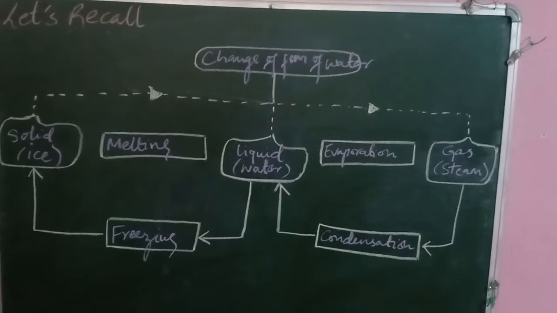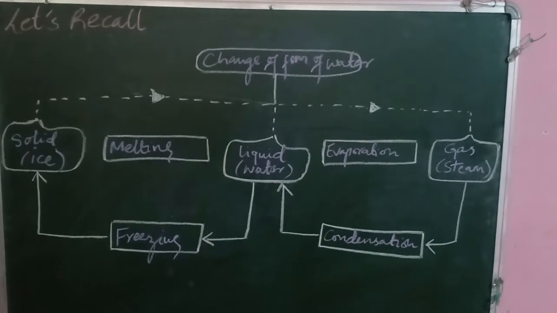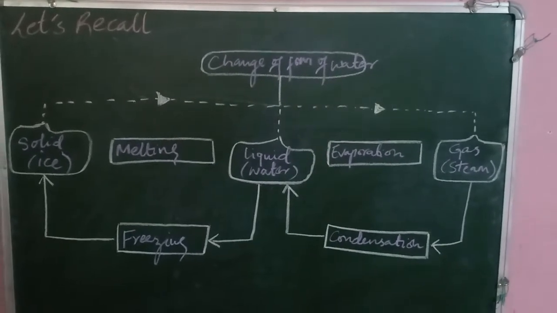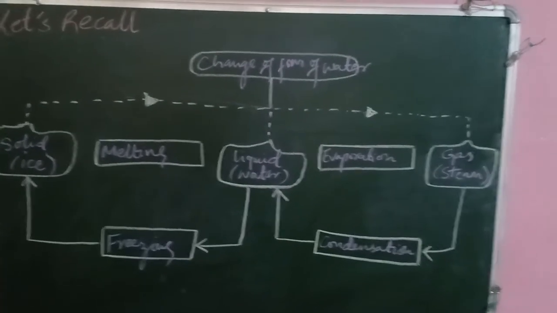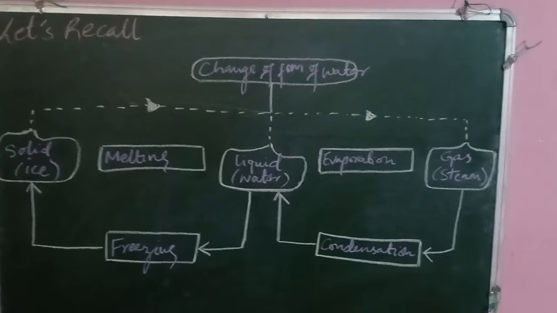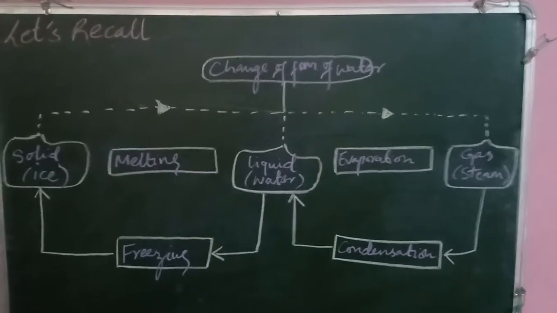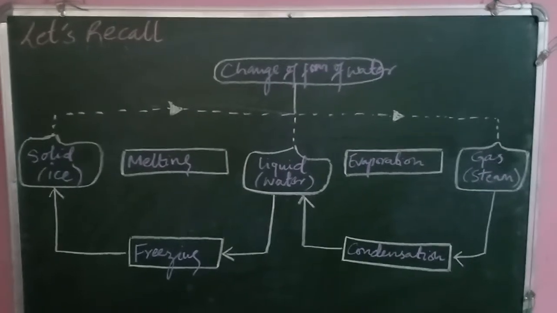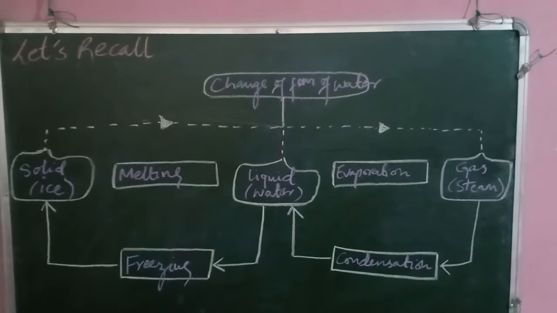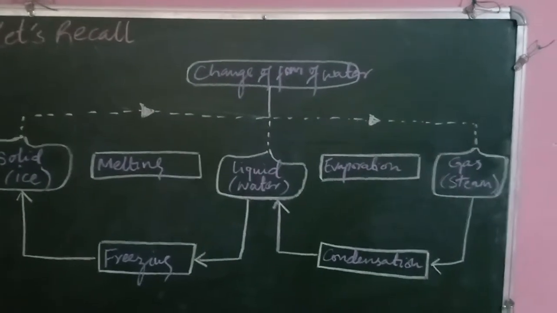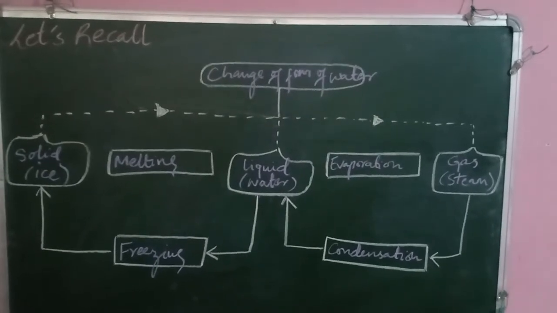Moving on, we have change of form of water. This is how the changes of form of water occur. When the liquid is processed on freezing, it becomes solid. And then on heating we get gas, we get it in the form of gases. So this is how the actual flow works.